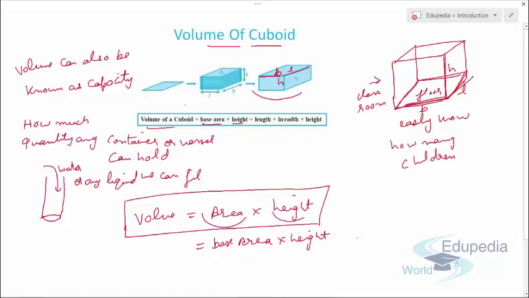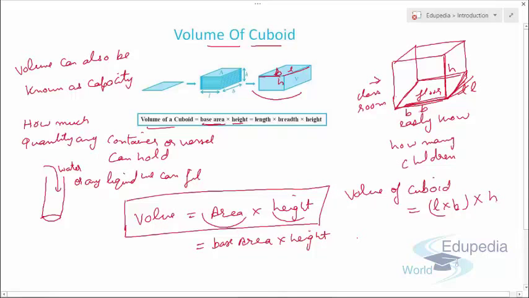Now let's see what we can do for the volume of cuboid. Volume of cuboid equals base area into height. Over here, the base area is length into breadth, right? So if this is the length and this is the breadth, the volume of cuboid is equal to base area, which is length into breadth, into height. So that's why the volume of cuboid is always equal to length into breadth into height. You have to remember this concept very carefully.